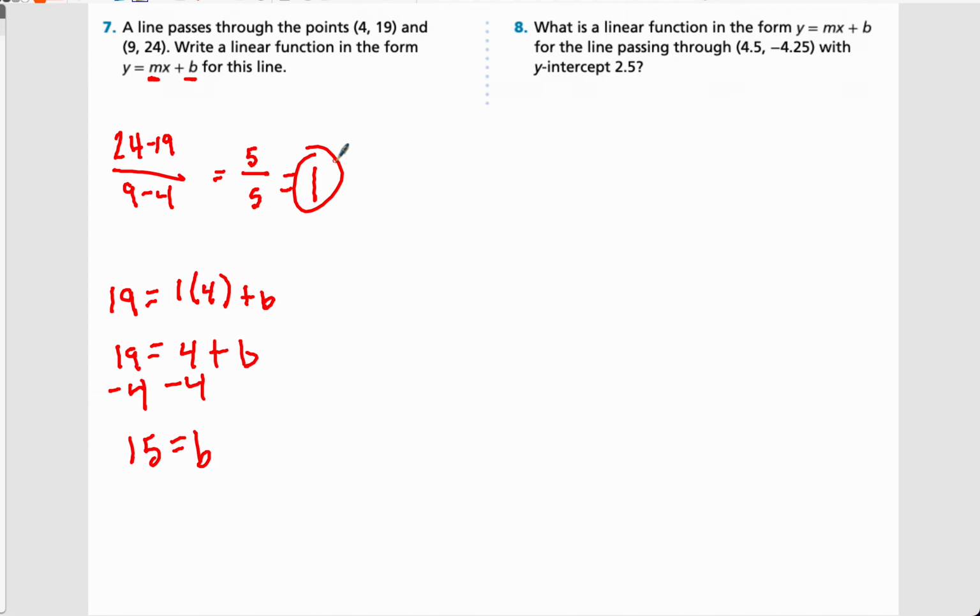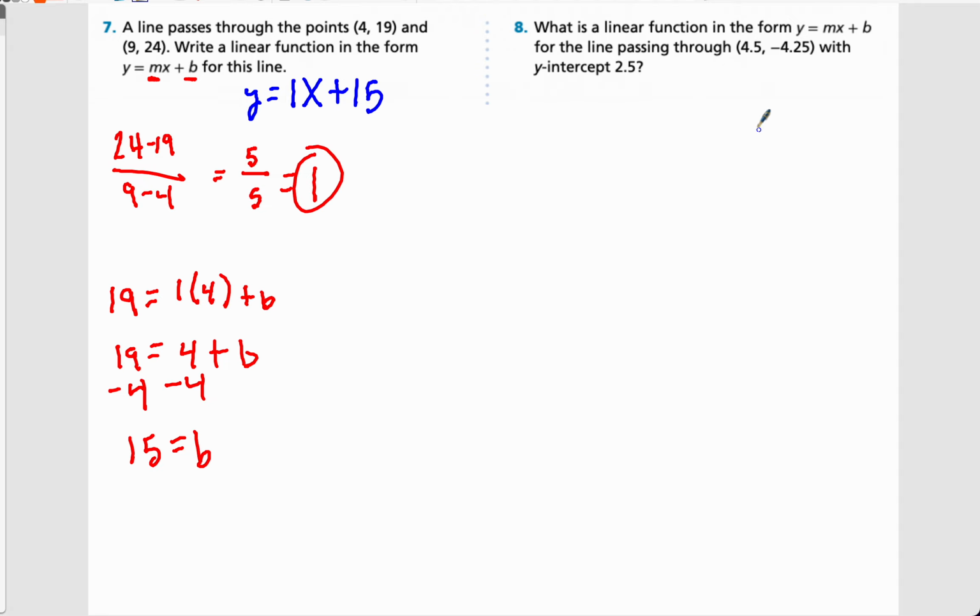So I'm not done yet because it says write the equation in slope-intercept form. So the equation, y'all, needs to look like this. y equals 1x plus 15. Now, I don't need to put the 1 there because anytime you have a variable by itself, it means just one of those variables. So it really would be best just to write it as y equals x plus 15.